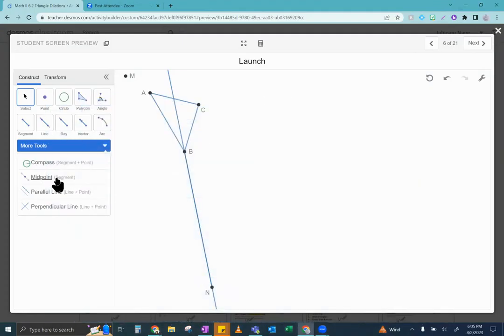Okay, I forgot that Desmos has this tool called midpoint. So what you do is you... Wait, hold on a second. I messed it up. Hold on. You click on midpoint. So if you click midpoint, then you click on this segment right here. It tells you there's a point. So I'm going to click on that point right there. And I say, okay, now I have a point.